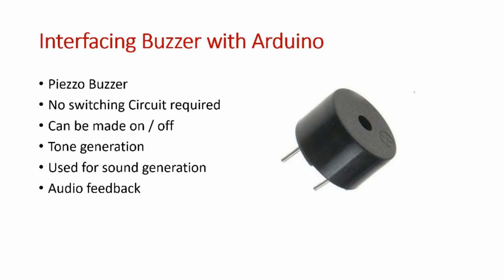So what you have to do is connect this positive terminal with the Arduino's pin, and the negative pin can directly go to ground. You can either make the buzzer simply go on and off, or you can give it some particular frequency so that it generates particular tones. In Arduino, you can also generate the tones using the built-in tone library. So let's see how we can use this buzzer in our project.